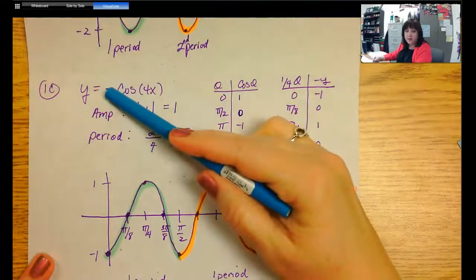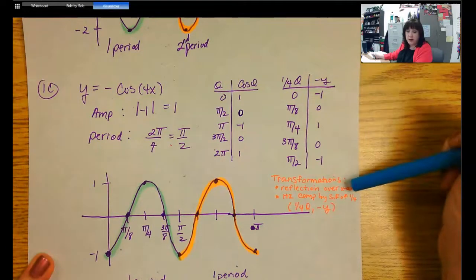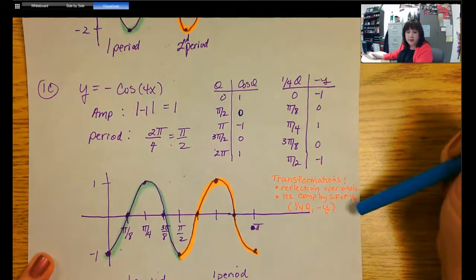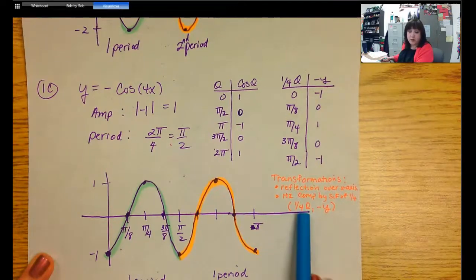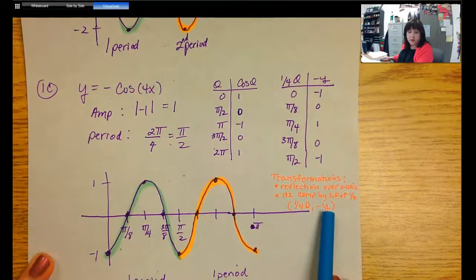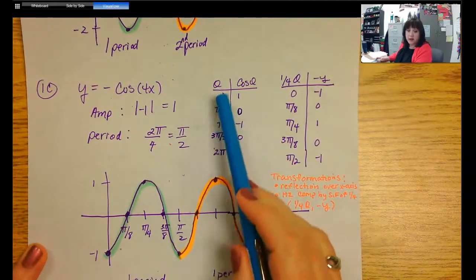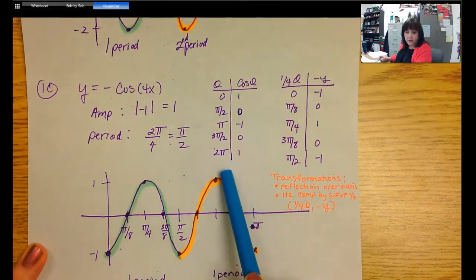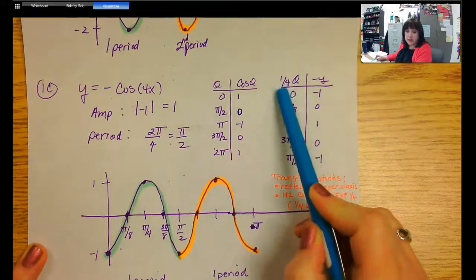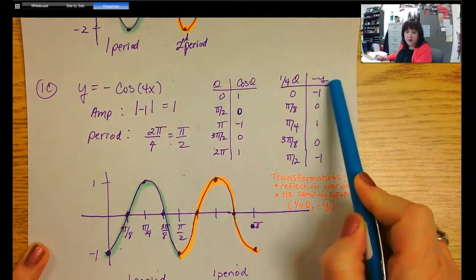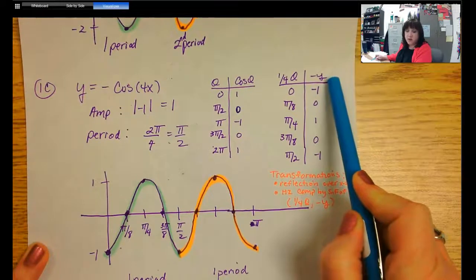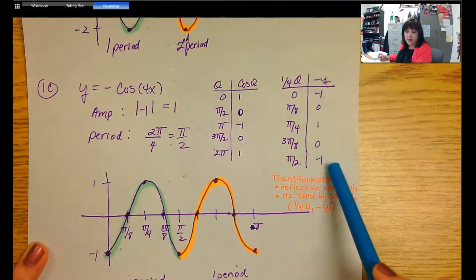And this negative in front has turned it upside down. So we know we have a reflection over the x-axis and a horizontal compression by a scale factor of 1/4, which makes my transformation point 1/4 theta, minus the y value. So negative 1 times the y value. So now we're looking at our cosine parent function points, and we're going to multiply each of the angles by 1/4 and each of the cosine or y values by negative 1. So when you do that, you get this new table right here.